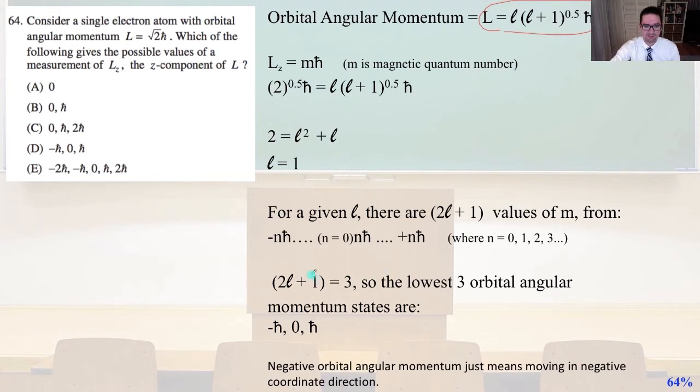And we have 2l plus 1, and in this problem that equals 3. So the 3 orbital angular momentum states are negative h bar, 0, and h bar. And so that would be answer D. And negative orbital angular momentum just means moving in the negative coordinate direction.